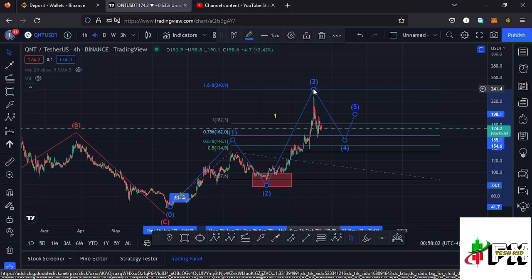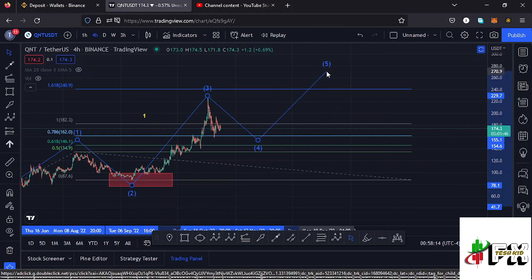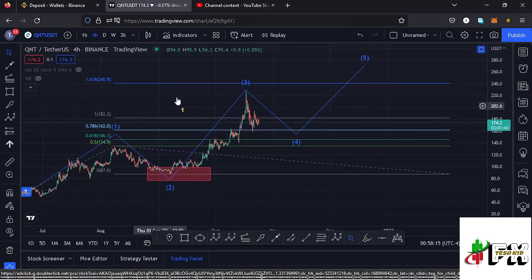meaning that wave 3 could have maximized at that point, that is at around the $229 mark, and that's why we are seeing a bit of a retracement here to the lower side in the formation of our wave 4 before we continue pushing higher in the formation of our wave 5 to complete a higher Elliott wave count 1.